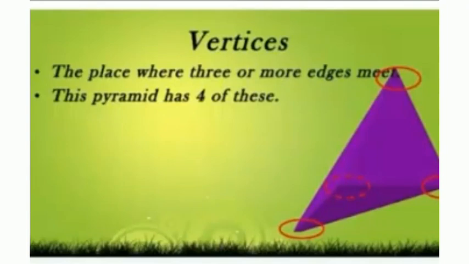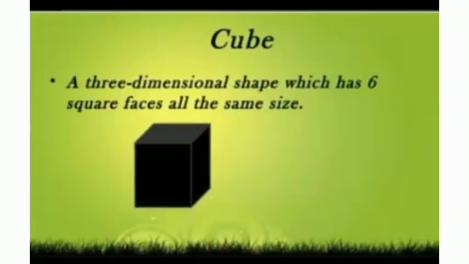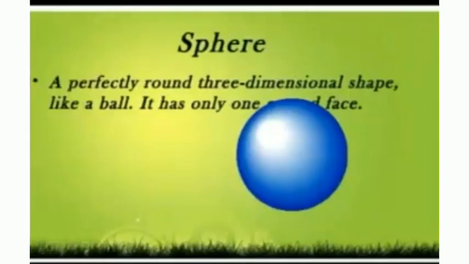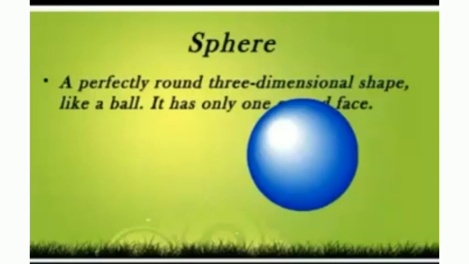Vertex is the place where three or more edges meet. This pyramid has four of these. It means it has four vertices. Next, we have cube, a three-dimensional shape which has six square faces, all the same size. Cuboid, a three-dimensional shape which has six rectangular faces or two square faces and four rectangle faces. Next, we have sphere, a perfectly round three-dimensional shape like a bowl. It has only one curved face.